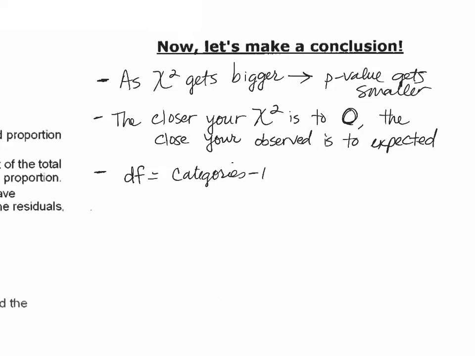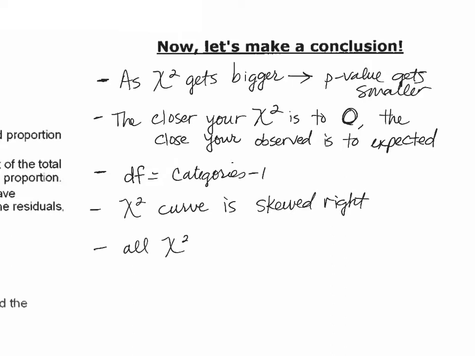Okay, what do we also know about the shape of a chi-squared curve? The chi-squared curve is skewed right, and chi-squared values are all positive, greater than 0. Very good. So those are some conclusions and some of the different things that we've learned from this lab about chi-squared curves. Oh, one last thing.